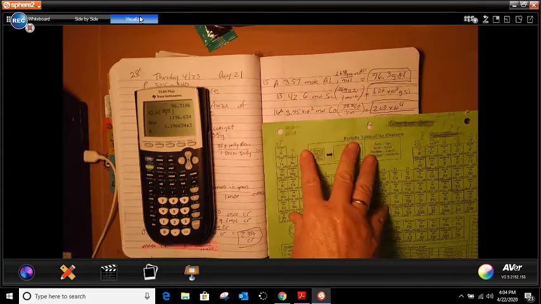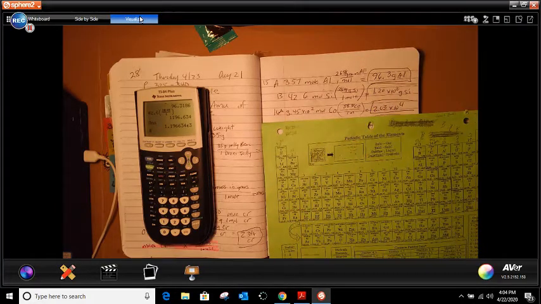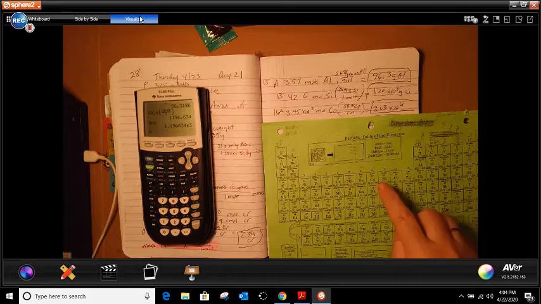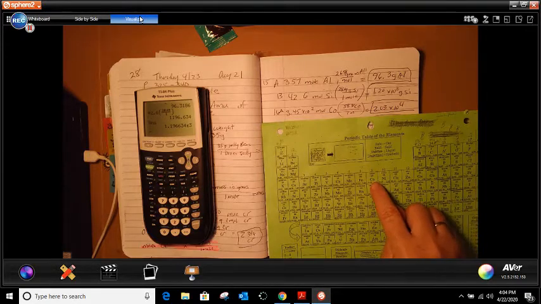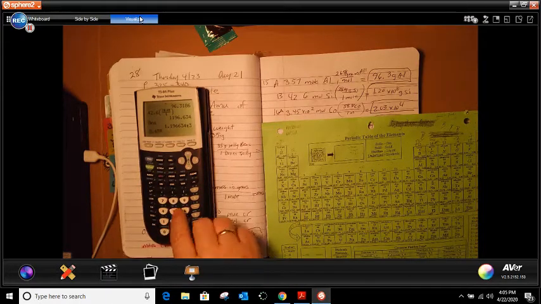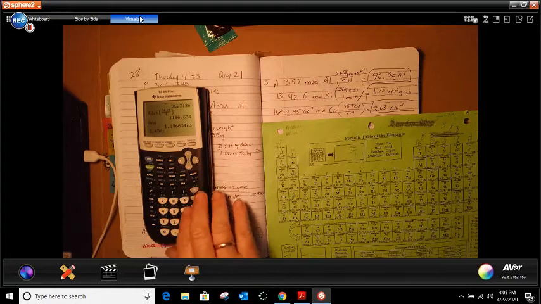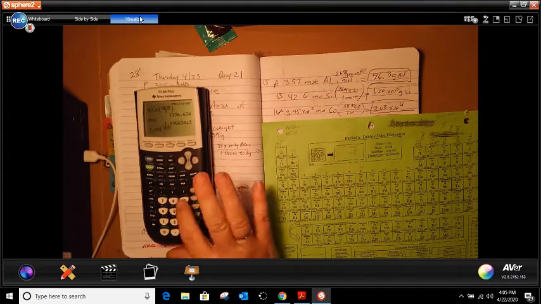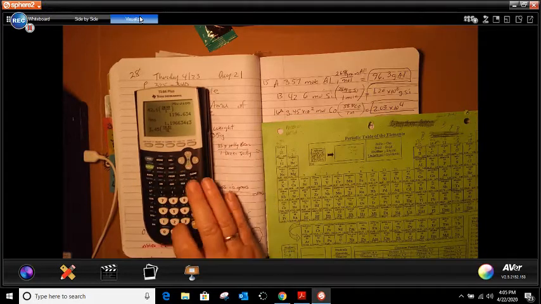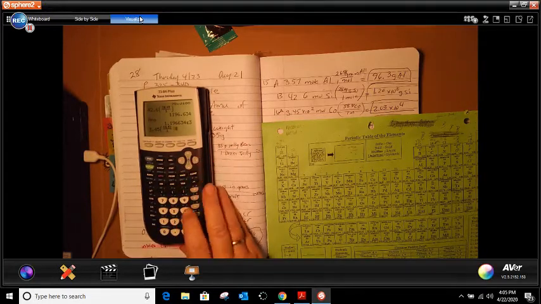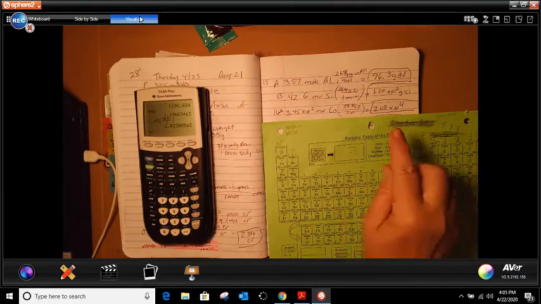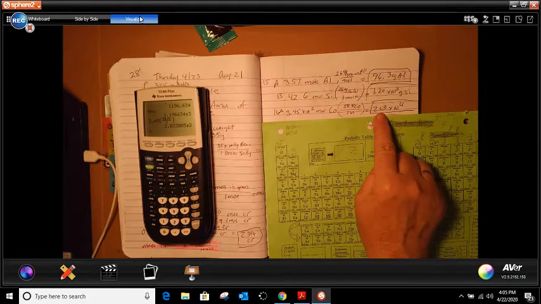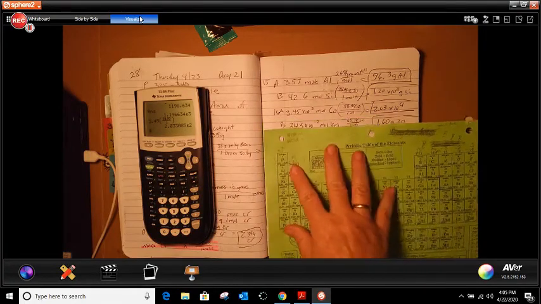The next one talks about cobalt, Co. Cobalt is right here, 58.93. Do you see it? So we take our 3.45, open our bracket, alpha Y, enter. We do 58.93 over 1, close bracket, enter. And I get 2.03 times 10 to the 4th.